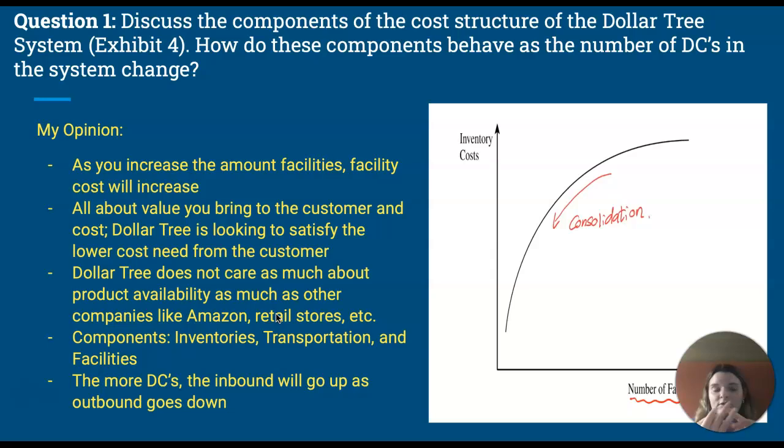It states it's all about the value you bring to the customer and the cost. Dollar Tree is looking to satisfy the lower cost need from the customer. I wouldn't really say value because most of their things are not made to be of high value to the customer. They, of course, want to satisfy them with customer service, but I think they're more going for the lower cost incentive. Another thing is they don't really care about product availability. When they run out, they run out. They usually are not going to reorder it unless it is a high demand product.